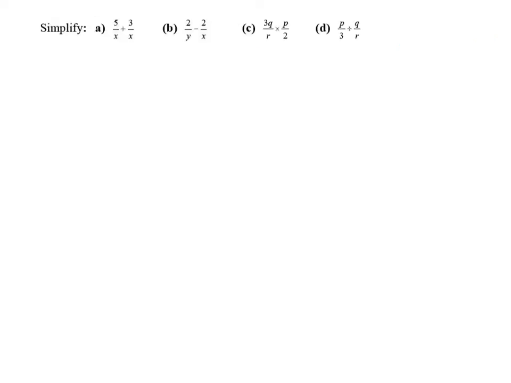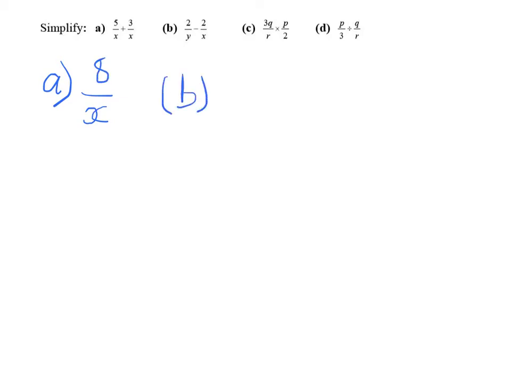Question 2, there are 4 parts. Algebraic fractions, and we're just looking at the 4 different operations. So for part A, we're adding fractions. They already have a common denominator of x, so we just need to add the numerators. So 5 over x plus 3 over x would give us 8 over x.